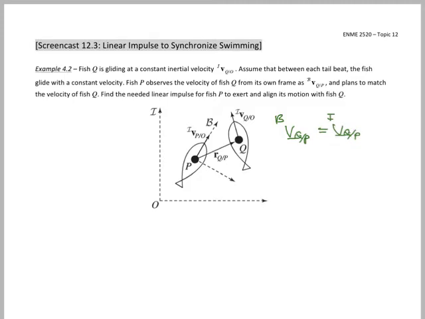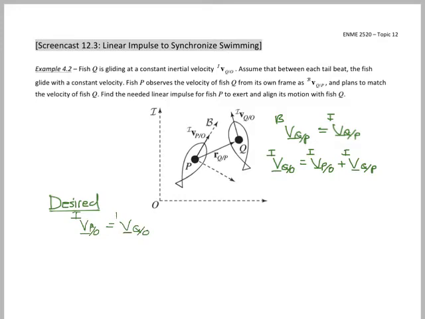And so we can link these back to point O, which is fixed in the inertial reference frame, with the relationship that the velocity of Q with respect to O is equal to the velocity of P with respect to O plus the velocity of Q with respect to P. Now let's not forget what we're after here. We want the velocity of fish P with respect to O to be equal to the velocity of Q with respect to O as observed in the inertial reference frame. The whole idea is to align the fish and its speed with fish Q.